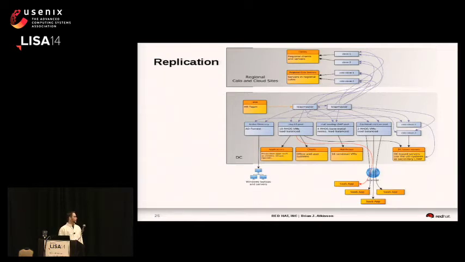Then finally, we do have a cluster that's quasi-internet facing for the various SaaS applications. That's a fractional replica. It contains a very small subset of the information, just the information that's needed for those applications to function.